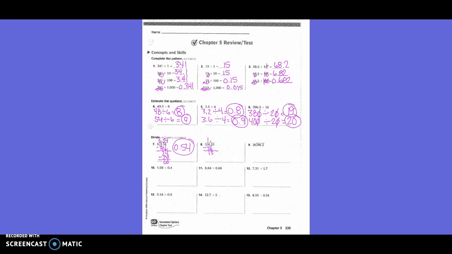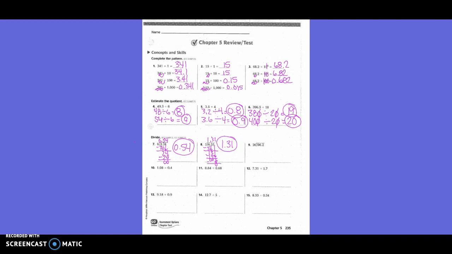5 into 15. 3 times. 3 times 5 is 15, and 15 minus 15 is 0. Bring down my 5. 5 into 5, 1. 1 times 5 is 5, minus 5 is 0. So my answer is 1 and 31 hundredths.